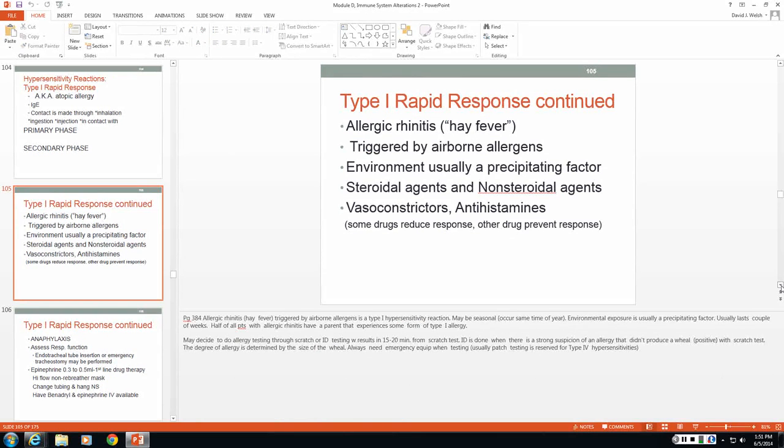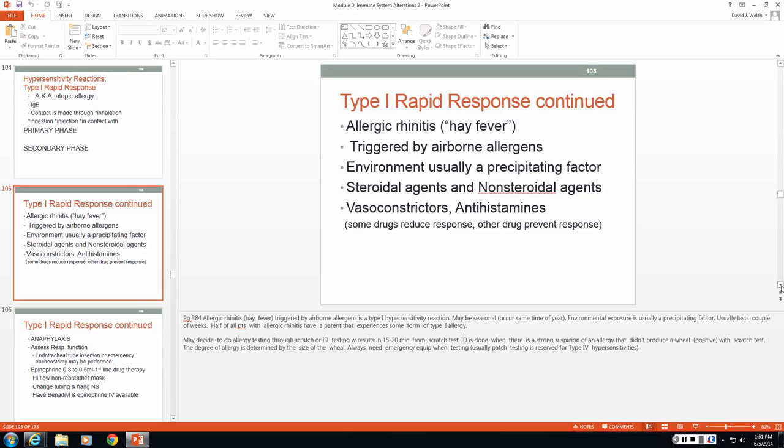Now, allergic rhinitis or hay fever can be triggered by airborne allergens. It is a type 1 hypersensitivity reaction. Now, this could be seasonal, or it could be caused by environmental exposure. It's usually a precipitating factor. Okay, usually it lasts a couple of weeks. Half of all patients with allergic rhinitis have a parent that experiences some form of type 1 allergy.